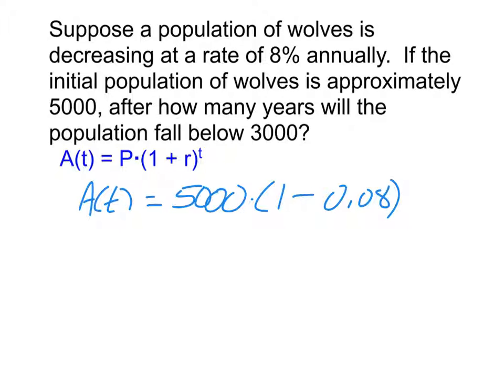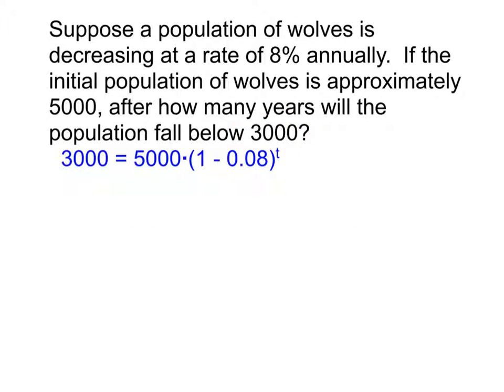Do I know what t is? No, we don't know what t is. And yet there's still something in here that I haven't used yet, this 3,000. That really should appear in this equation since I'm trying to figure out when it hits 3,000. So where does the 3,000 go in this equation? Yep, it goes in for A. So instead of A of t equals, we do 3,000 equals. This then is the equation that we're going to solve.